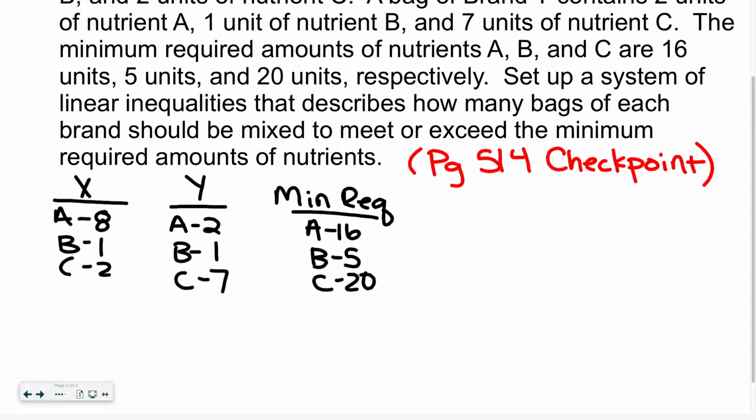Okay, the other thing we want to talk about before we get going here is, if you focus down at the bottom of this in the math textbook, they're going to give you some guidance, some direction, something to do. It says, set up a system of linear inequalities. A system has two or more. Inequalities, I'm thinking less than, greater than, or equal to, that kind of stuff, that describes how many bags of each brand should be mixed to meet or exceed the minimum required amounts.